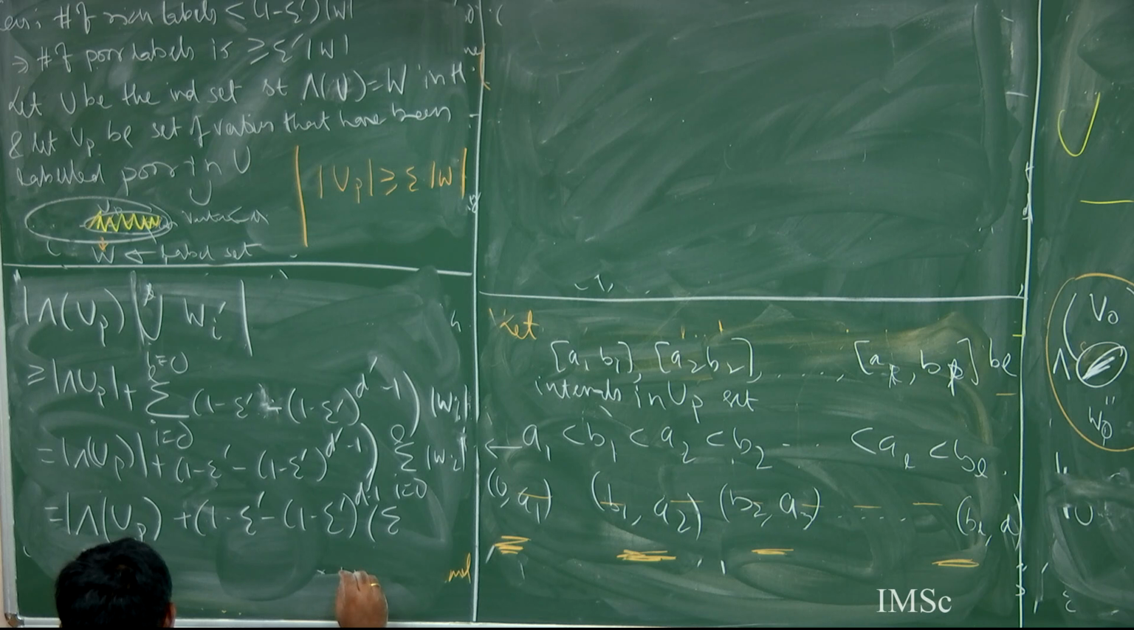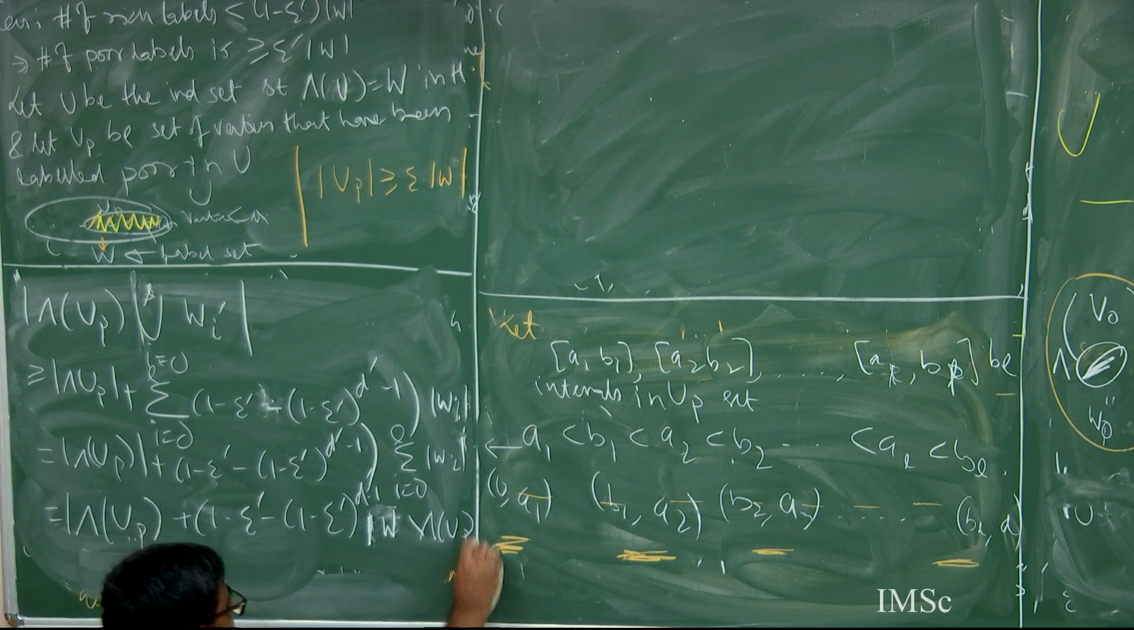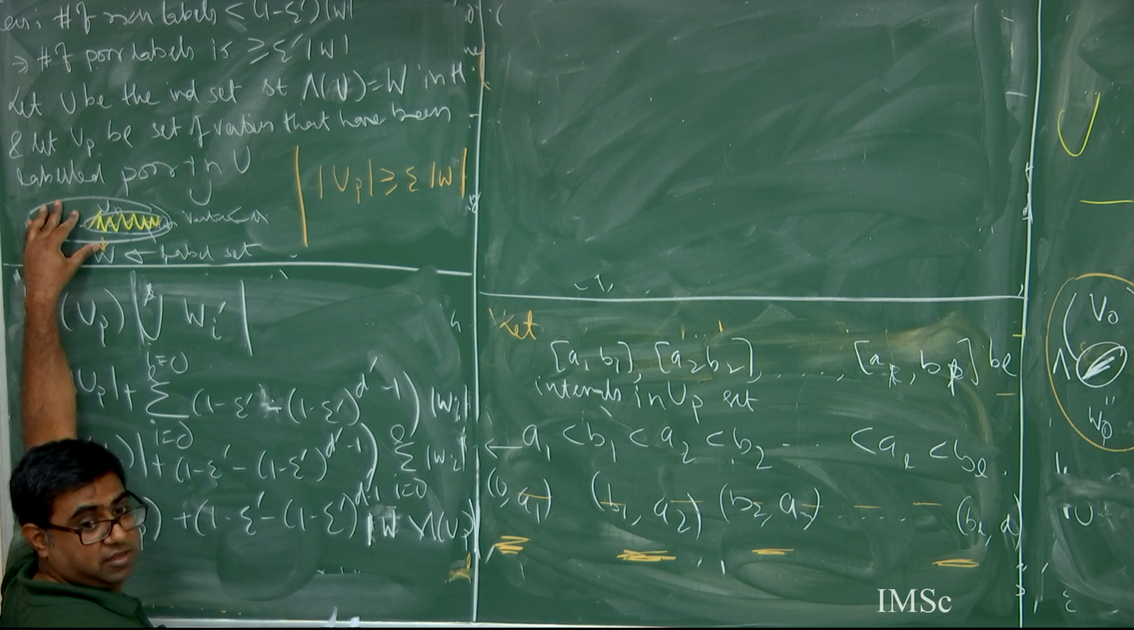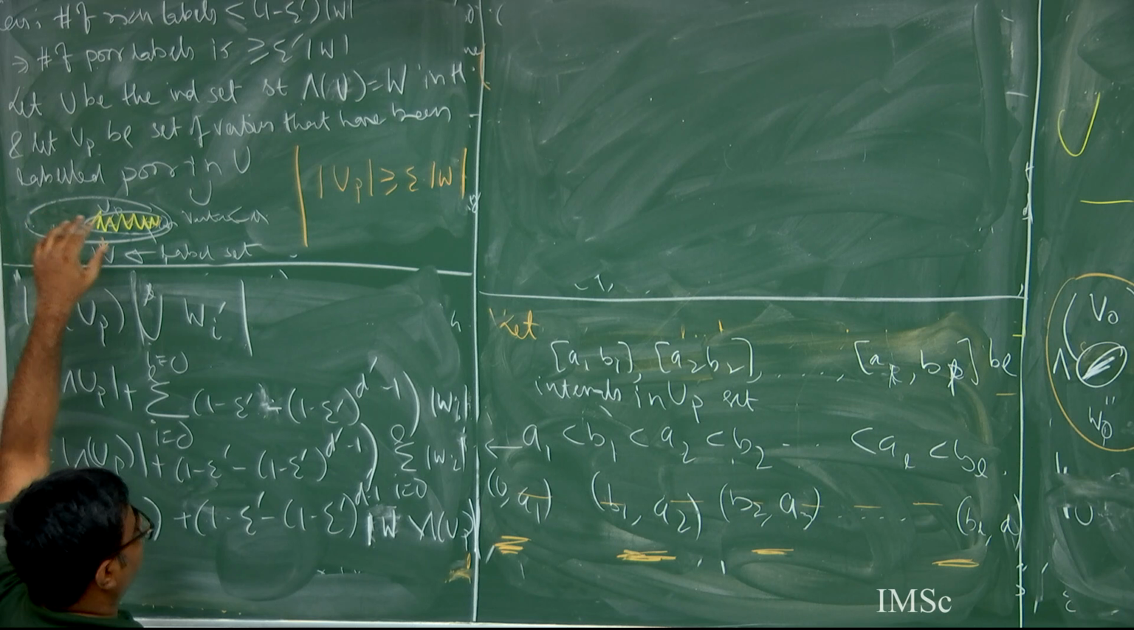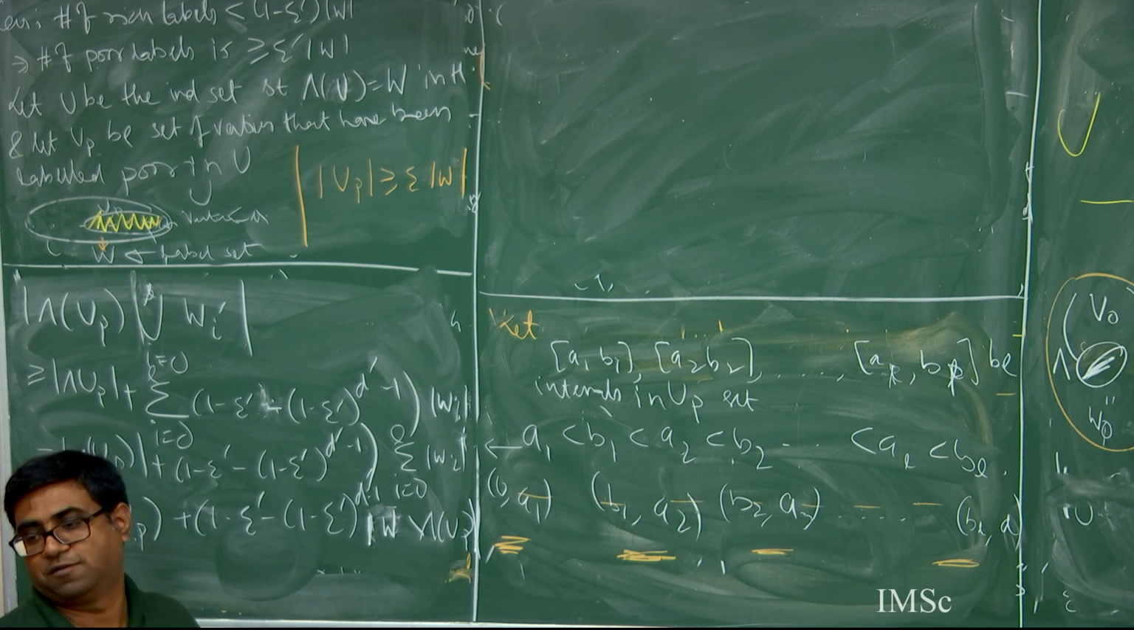But what is this wi? It's nothing but w minus delta of up. Right? Delta was their label set. Remove the labels which are used on up. This is exactly what wi is, summation of wi. Agreed? Yeah, but what is u minus up? It is nothing but the union of wi. So this is fine. Okay, so this is okay.